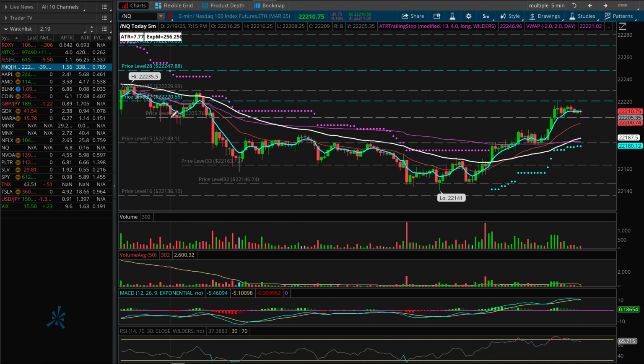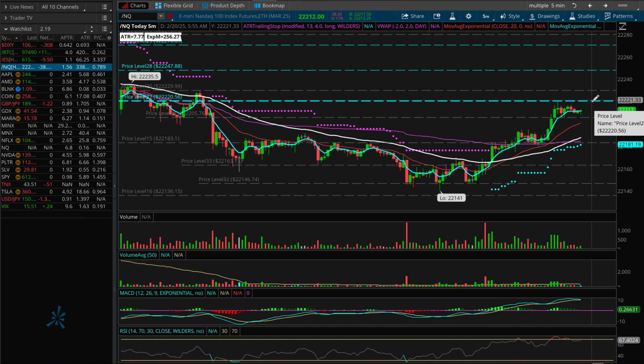Why? Because we've traded in this zone before here. That means we've had a support line, which is here, and a resistance line, which is here. That 5 EMA is in between, and right now that's what's holding us up. Either way, this is our support. This is our resistance.